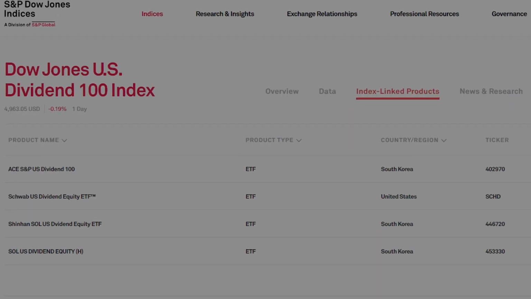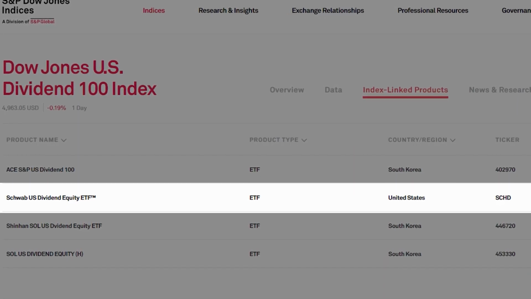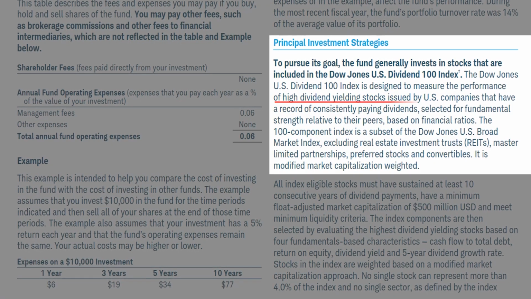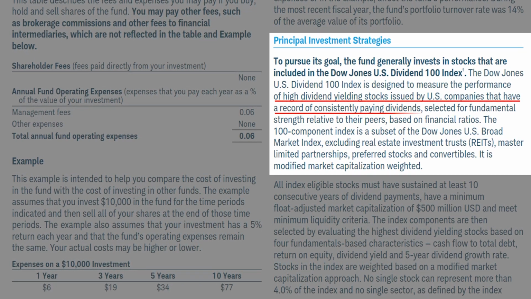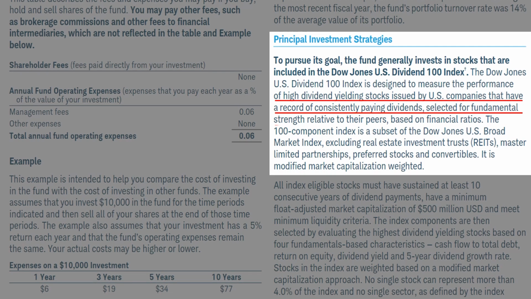They have only 4 equities that are benchmarked to this index and 3 are in South Korea. The only domestic fund indexed to this is SCHD. Although it's benchmarking the Dow Jones US Dividend 100 index, it does not perform identically to that index. The reason for this is because they apply their own rules to further craft this specialized ETF into a fund that generates higher returns. Per Schwab, the goal of SCHD is to invest in high dividend yielding stocks issued by US companies that have a record of consistently paying dividends, and the companies chosen are selected for their fundamental strength relative to their peers.